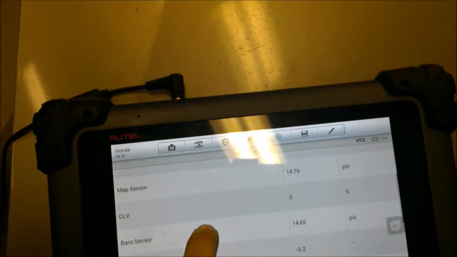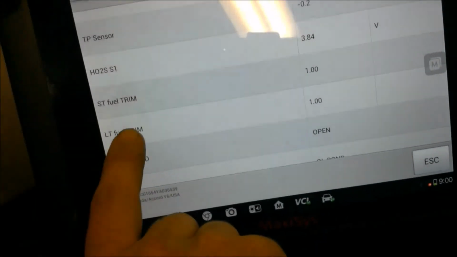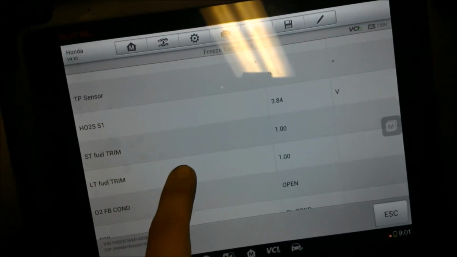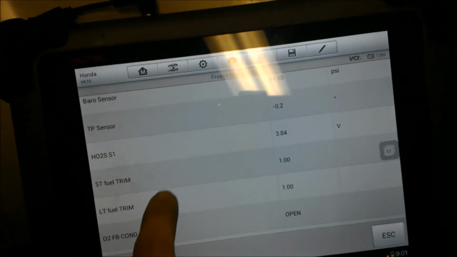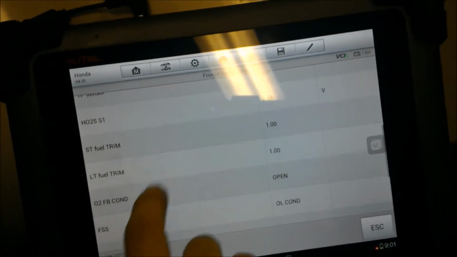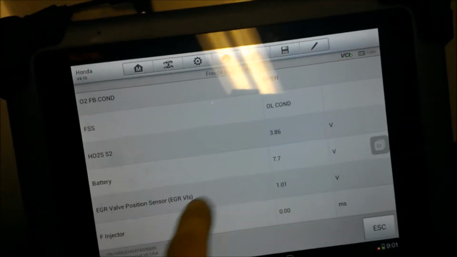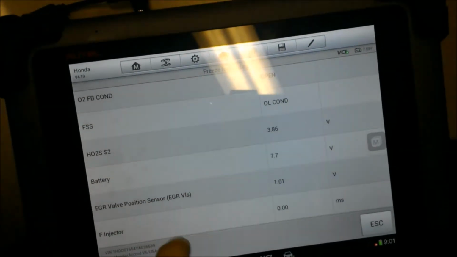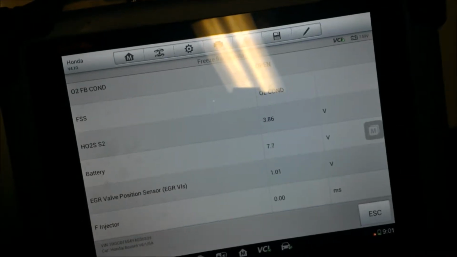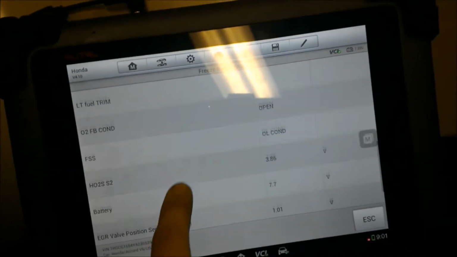Go down to the MAP sensor. It shows your fuel trims right down here. These are ones, but also the engine's not running when this was pulled up. You've got your O2 sensor. The battery is a little bit low; it should be around 12 volts. Got your EGR, which helps control your emissions.